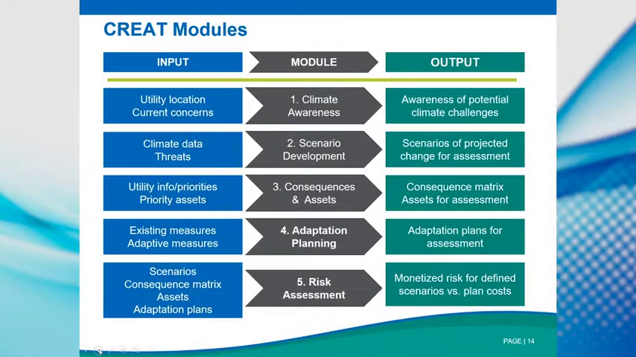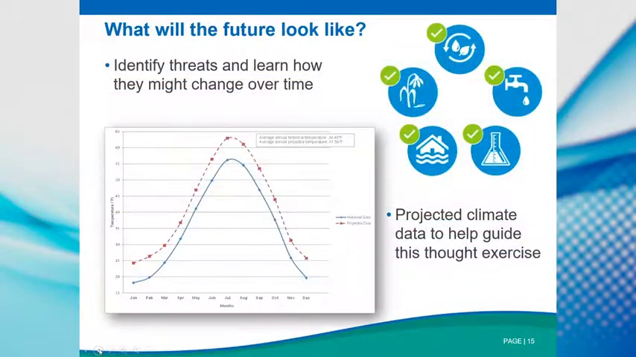So CREAT uses 5 modules, as we mentioned, to guide users step by step and sequentially building on the inputs of each module. The modules are climate awareness, scenario development, consequences and assets, adaptation planning, and risk assessment. And so today we are going to cover modules 1 and 2 in depth. It'd be very easy to make decisions to protect our utility if we could predict the future, right? So CREAT helps users to identify how changing climate conditions could exacerbate current threats or perhaps introduce new threats to your infrastructure and operations.